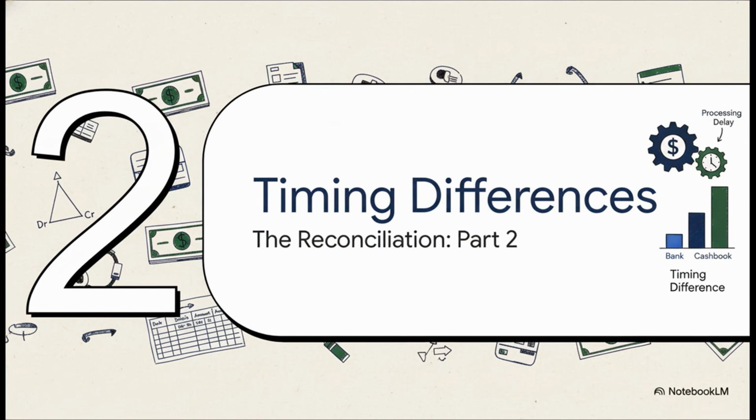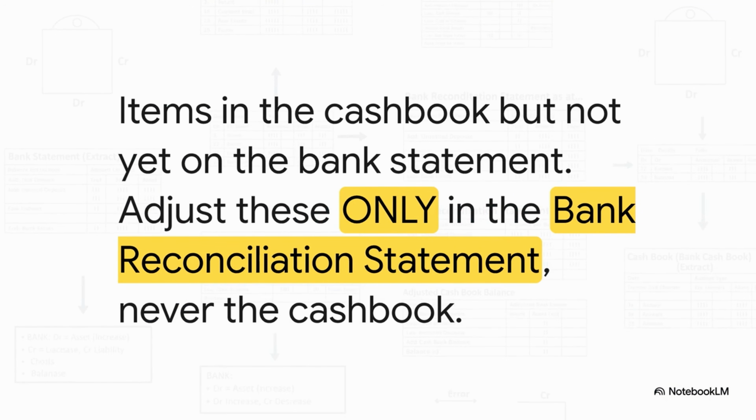All right, step one is done. Our cash book is now up to date with everything the bank has recorded. So now we move on to step two. This is where we deal with the other side of the coin, timing differences. These are transactions that we've recorded in our cash book, but they just haven't shown up on the bank statement yet.